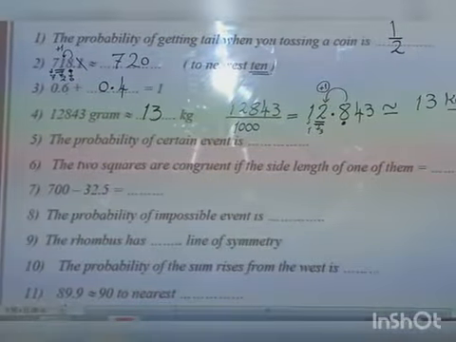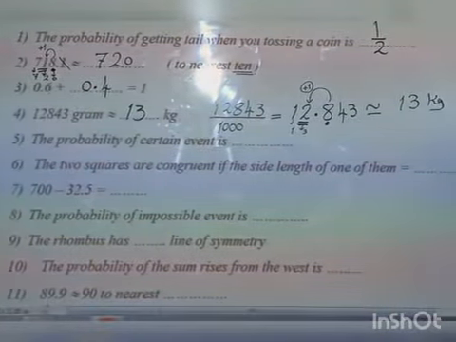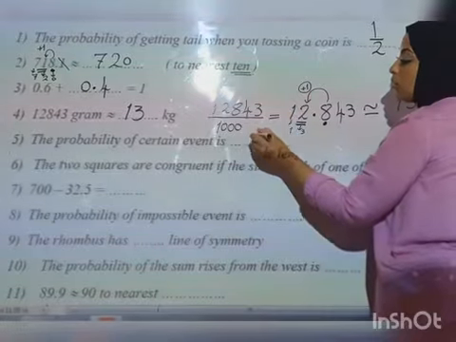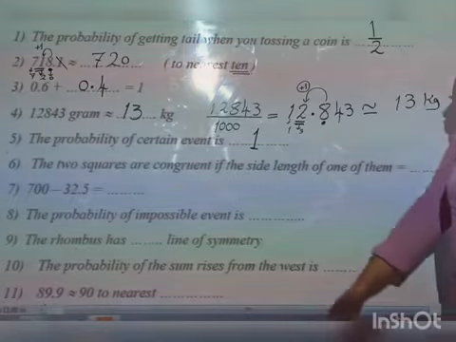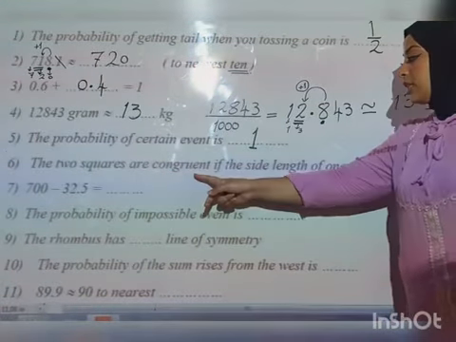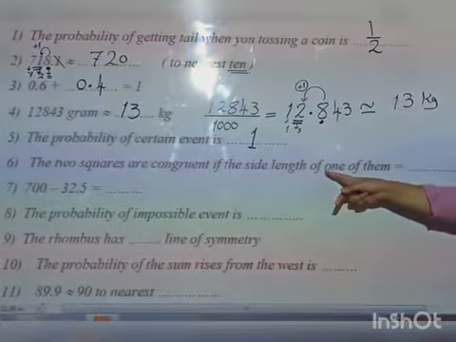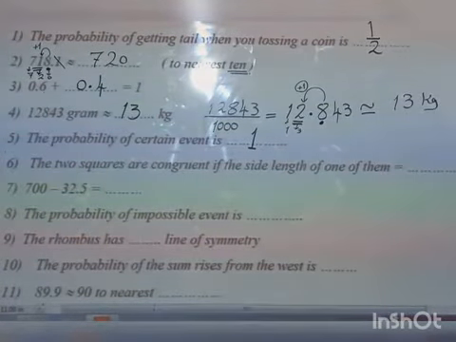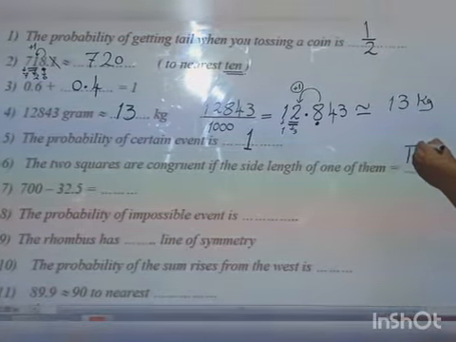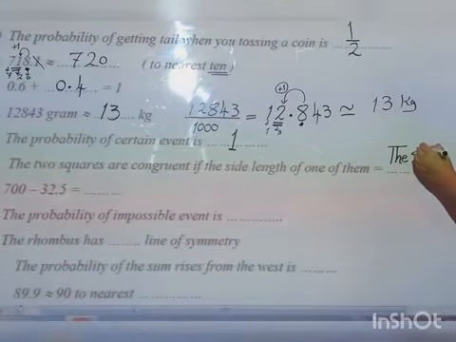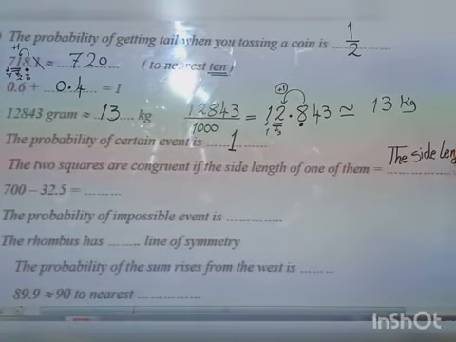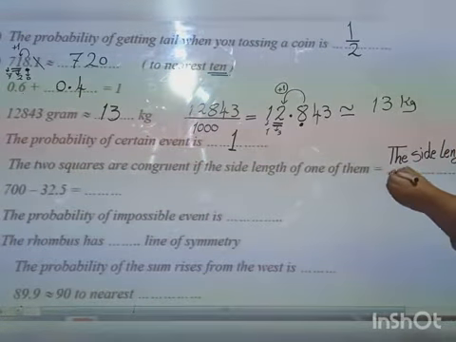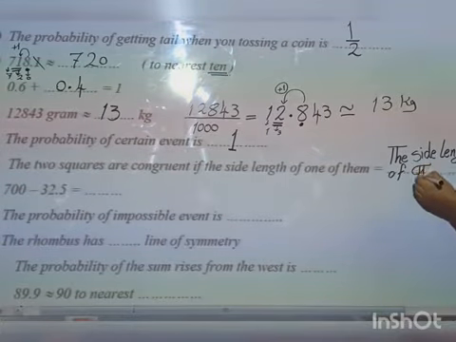Okay. Number 5. The probability of a certain event is 1. Number 6. Two squares are congruent if the side lengths of one of them equal the side lengths of the other.